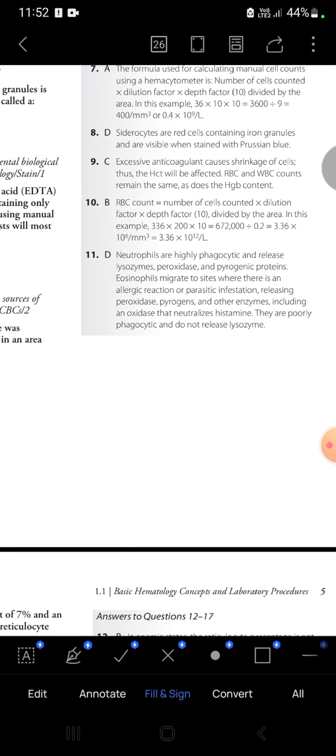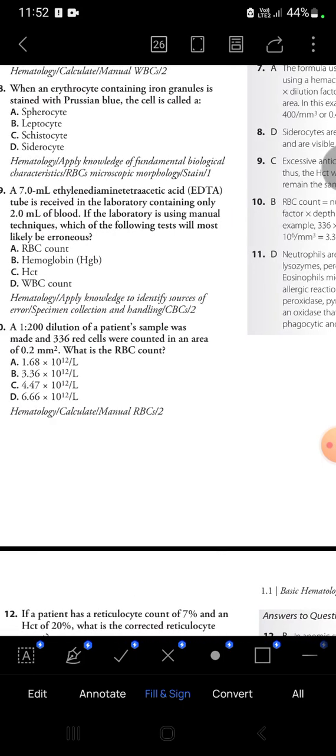Eosinophils are highly phagocytic and release lysozyme, peroxidase and pyrogenic proteins. These cells migrate to sites where there is an allergic reaction or parasitic infestation, releasing peroxidase, pyrogens, other enzymes including an oxidase that neutralizes histamine. They are poorly phagocytic and do not release lysozymes.